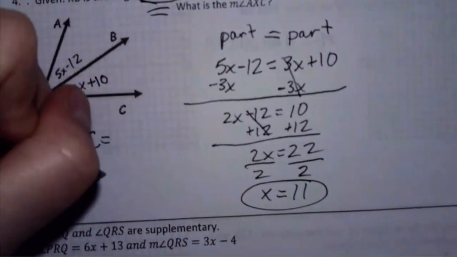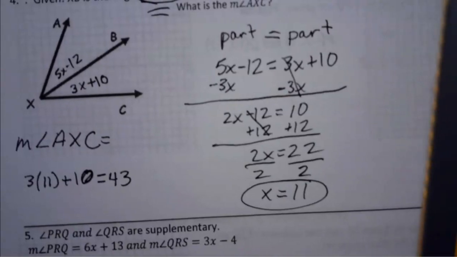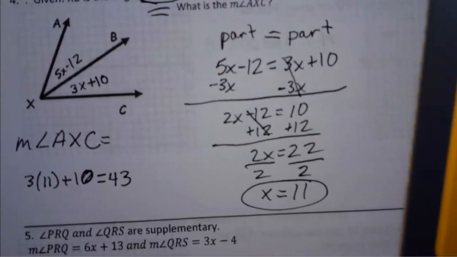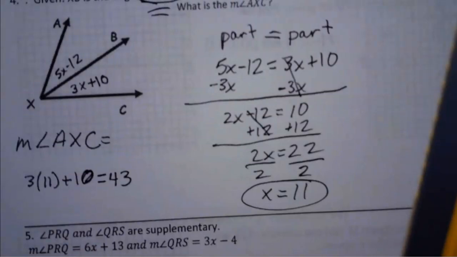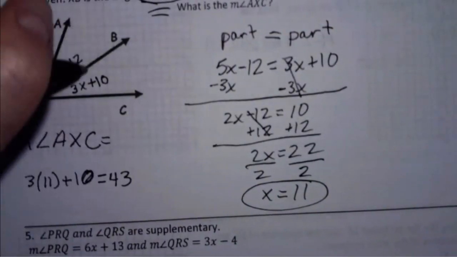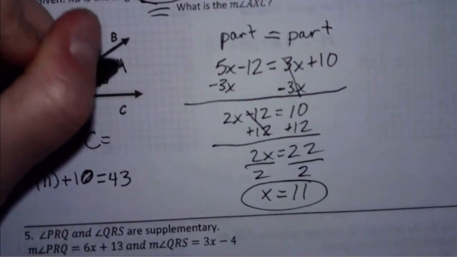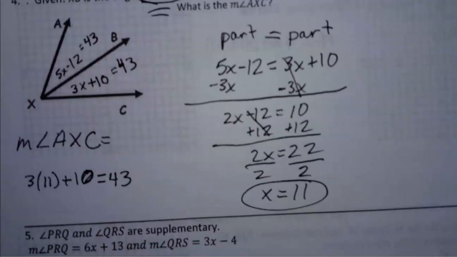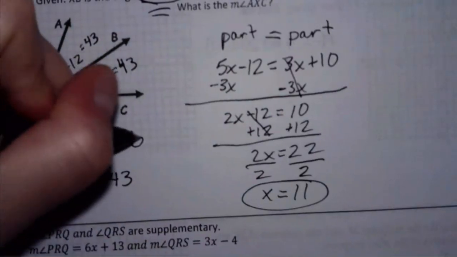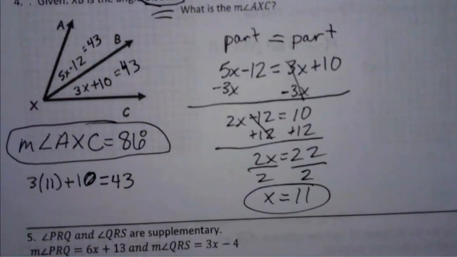But so like this one's 43. The other one should also be 43. 5 times 11 minus 12 is also 43. But if each half is 43 degrees, then the whole thing is going to be 86. AXC, that's the whole thing. So you just have to plug it back in and double it, or plug it into each one just to make sure you have it correct, and add them together.